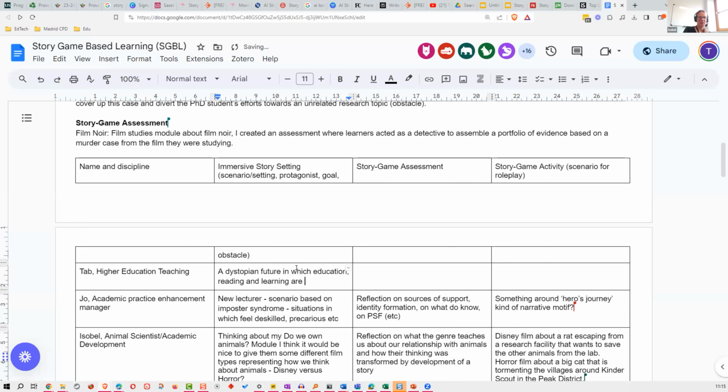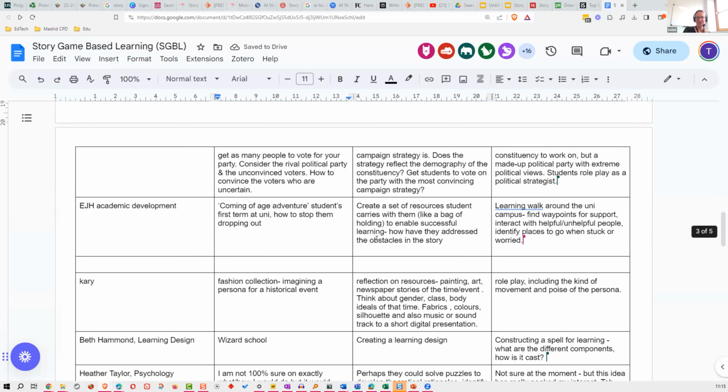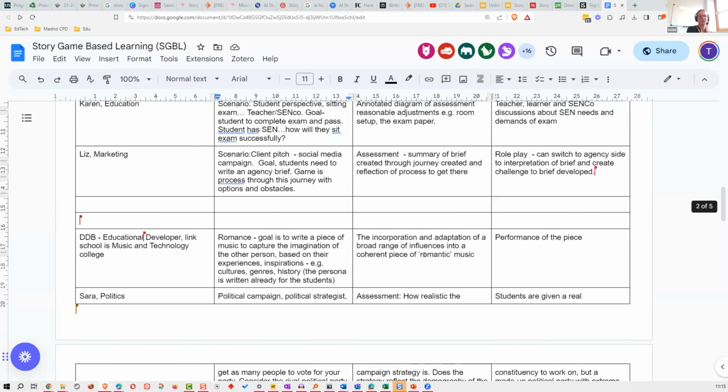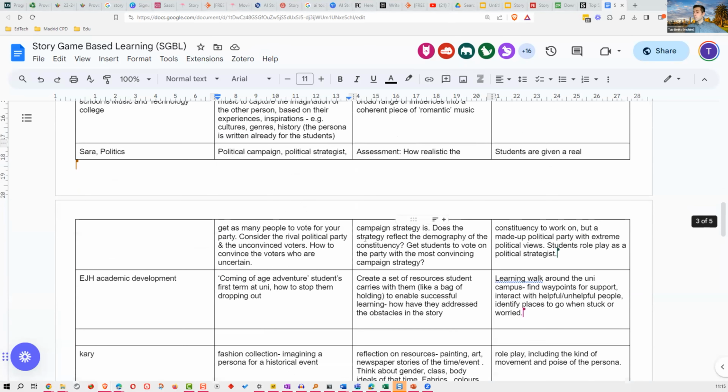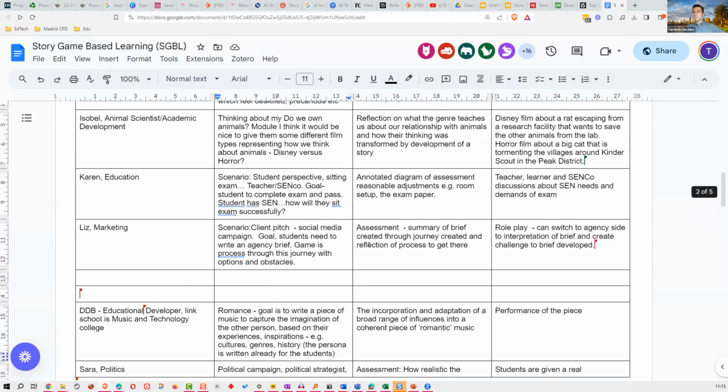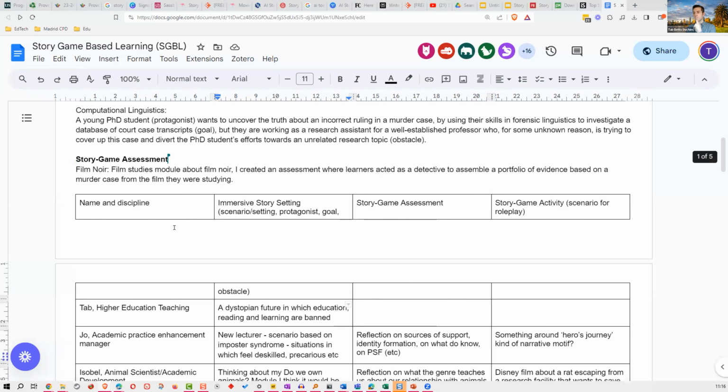So, Tab, is there anything else you wanted to talk us through? And has anybody got any questions for Tab? Well, one thing I was going to say, I'm just looking at the document. There's a lot of really nice ideas in here. Number one, does anyone have any questions about this and how they would apply it? And number two, does anyone want to share any of the ideas that they've come up with? Feel free to unmute or type in the chat.